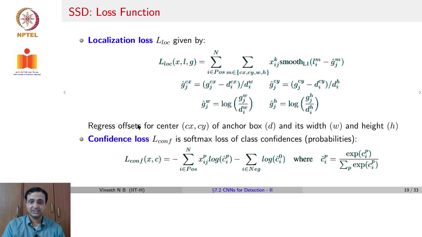The confidence loss, which is the other loss with SSD, is a softmax loss of class confidence probabilities. It's given by the first term for all your positive bounding boxes, which is your standard cross entropy loss, and the second term for your negative bounding boxes, where there is a class label corresponding to a background class, which you would want to maximize. So Ci0 here corresponds to a class label known as background, which is considered as one of the classes you would like to predict. And Ci hat is your standard softmax activation function.